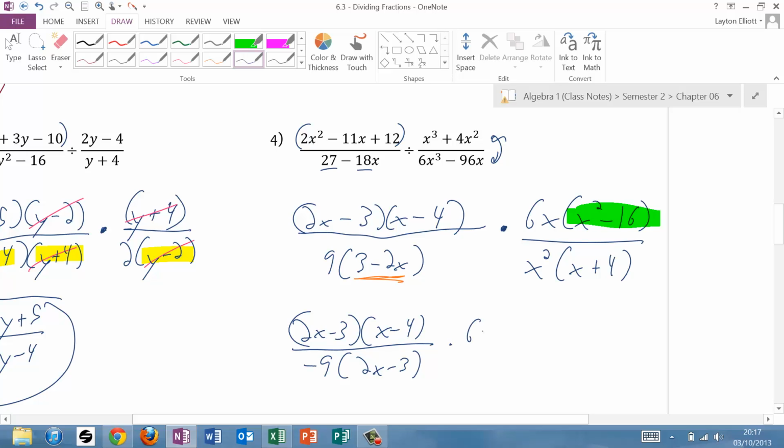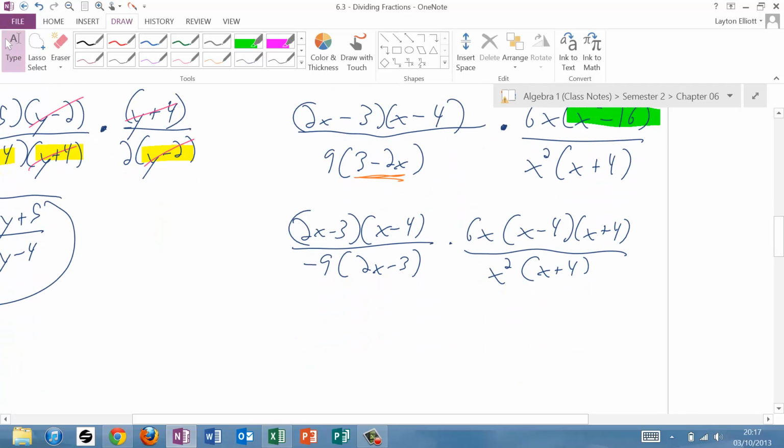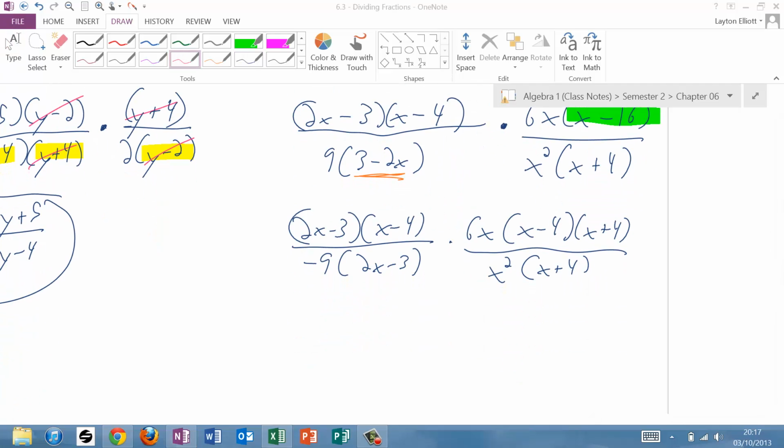The numerator I'm going to keep 6x, but I'm going to change that to x minus 4 and x plus 4. Denominator, I have an x squared, then an x plus 4. We only have one variable, so we want to state domain restrictions. Let's look at just the denominator. So I'm going to highlight again in yellow. This, and this are the parts that have x's in them. I know that x cannot be equal to 3 over 2, then we have 0, and then negative 4. Those are our three values that come from those three highlights.